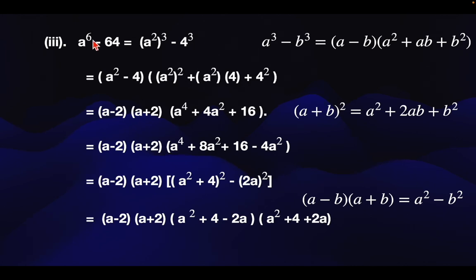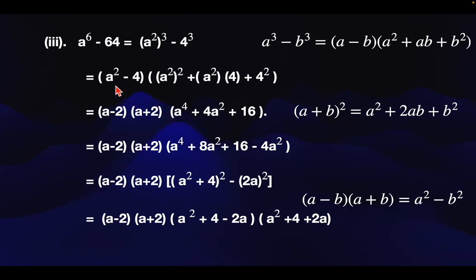Okay. a raised to 6 minus 64 is equal to, okay, let's write it in the form of cube. So a square raised to 3 minus 4 raised to 3. And then apply this identity, a cube minus b cube. Substitute a as a square and b as 4. Okay, so here it is.